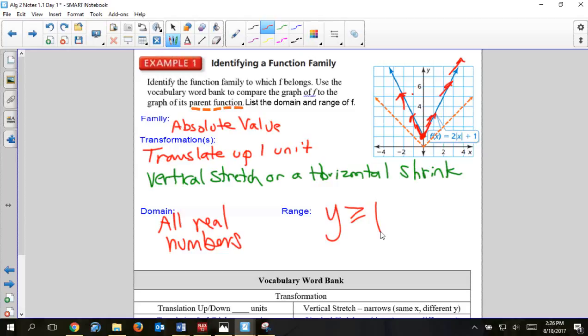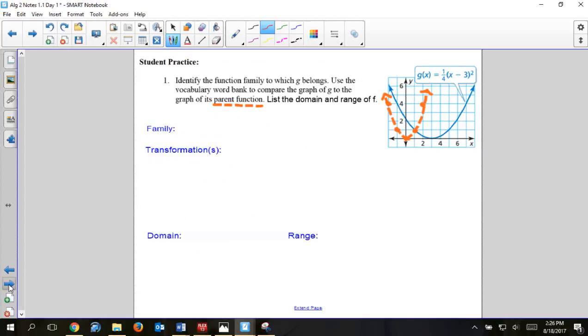Let's try it again. Different example. Okay, so this one is what parent family? What family? Quadratic. So go look at your quadratic points and plot the parent function and dash it. Quadratic family, plot those parent function points. Once you get them plotted, start thinking about how the parent function changes into the new function.